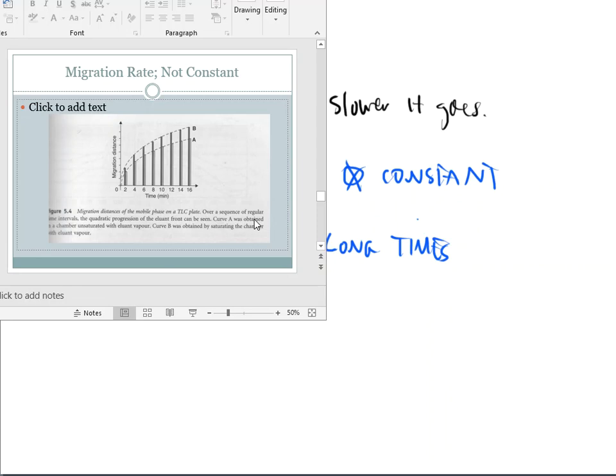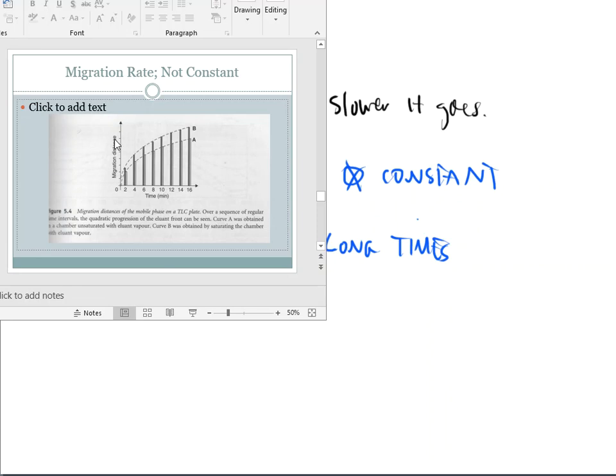So it says curve A was obtained in a chamber that was unsaturated with vapor, and curve B was obtained by saturating the chamber with the eluent vapor. And as you notice, B is much higher than A. So that means that the spots in the B moved further. That's the migration distance over here on the y-axis.